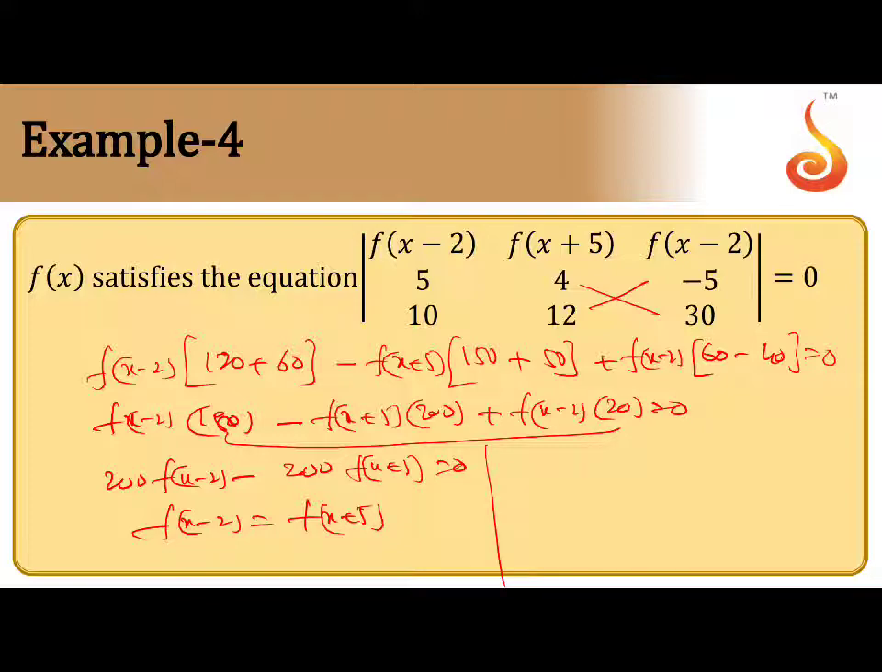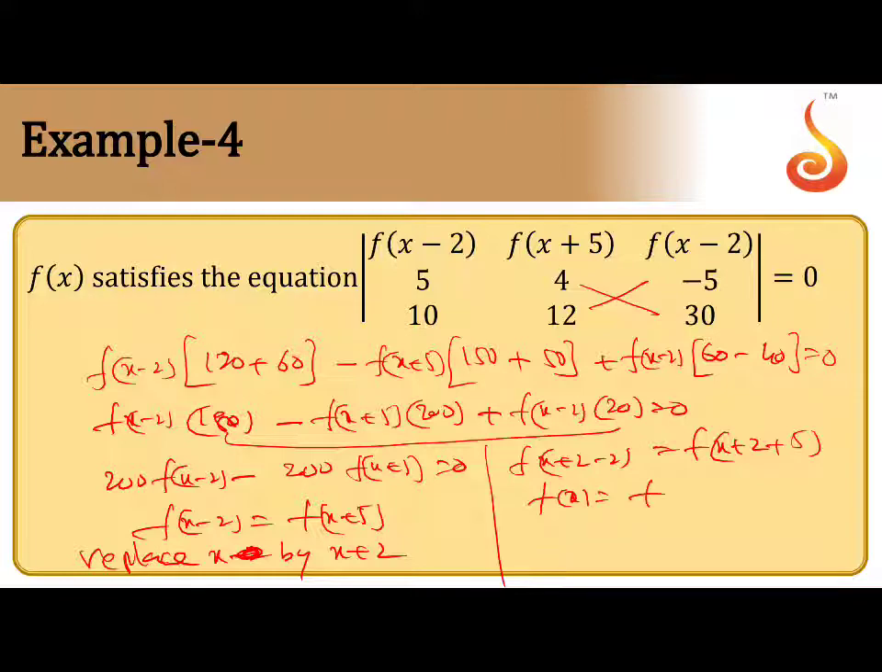So according to the definition, what is a periodic function? f of lambda plus x equals f of x is required. But here x minus 2 is there, x plus 5 is there. So now we have to rearrange it in the form f of x plus lambda equal to f of x. Replace x by x plus 2. Why am I replacing x by x plus 2? Because then the minus 2 cancels. Now f of x plus 2 minus 2 equals f of x plus 2 plus 5. So that means f of x equals f of x plus 7.